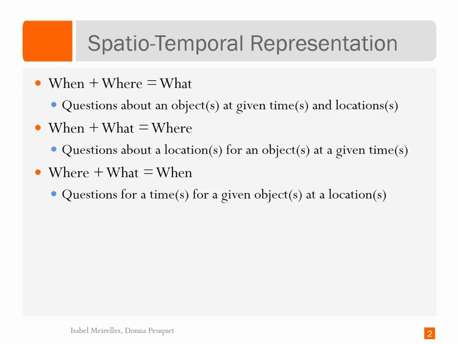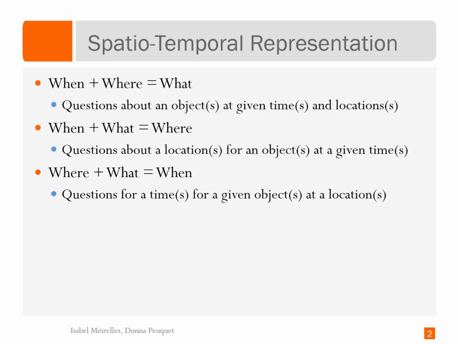approach, where we combine when, so what time something happened, and where was it, and that gives us what. So those are answering questions about an object at a given time and location. Okay, so that's sort of the definition of what. Then if we combine when and what, we have where. So those are answering questions about locations for objects at a given time. And notice that what we've defined here has changed.